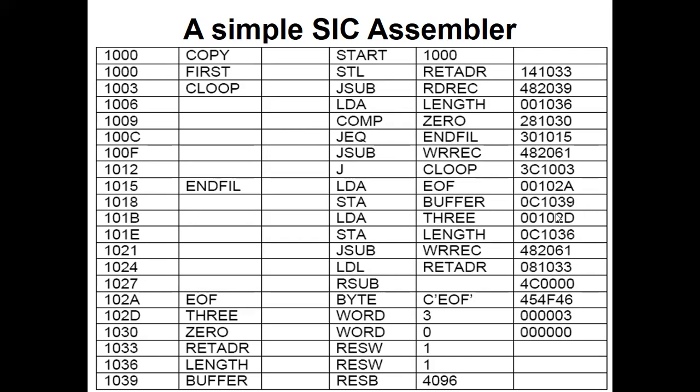So the last instruction in the first record will be 102D. The first instruction begins with 141033. Then we write the next one, 482039. Then the next is 001036, all the way up to what? 001 to 2D.